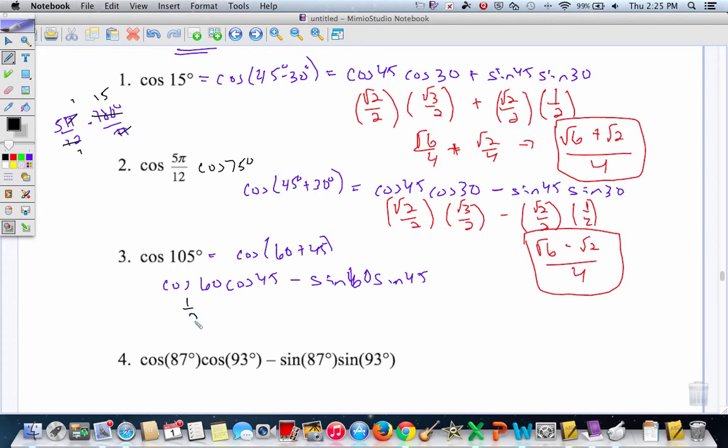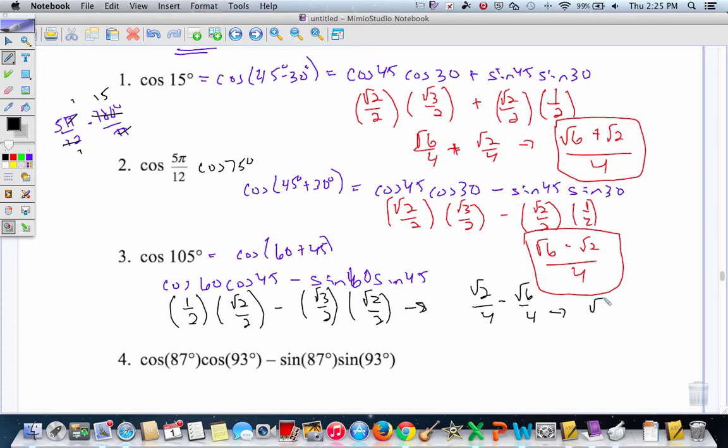Making our substitutions in here, the cosine of 60 from our unit circle is 1/2. The cosine of 45 is square root of 2 over 2. The sine of 60 is square root of 3 over 2. And the sine of 45 is square root of 2 over 2. So we'll wind up with square root of 2 over 4 minus the square root of 6 over 4, or as a single fraction, square root of 2 minus the square root of 6 all over 4.